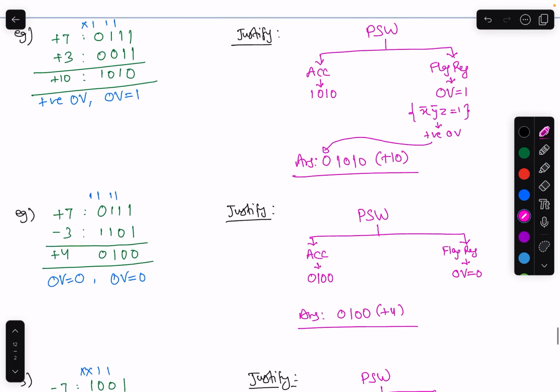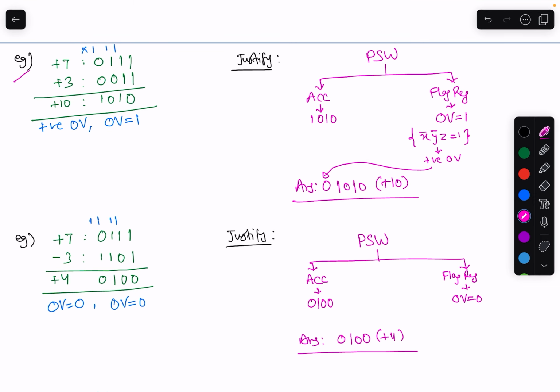Let's solve a few questions similar to the unsigned data. This is example 1. We have +7 and +3, so we can represent +7 here, 3 here, and the result is 10. So we know that the range is from -8 to +7 in 4 bit 2's complement. So this is +10, so this is out of range. Then it is positive overflow.